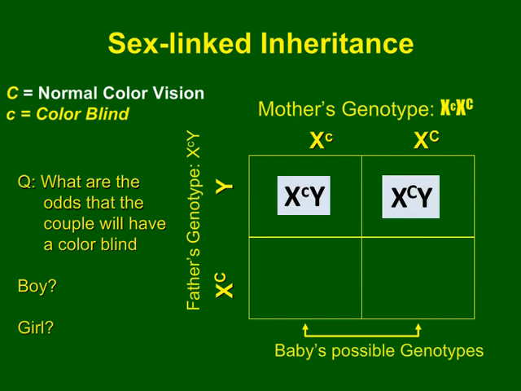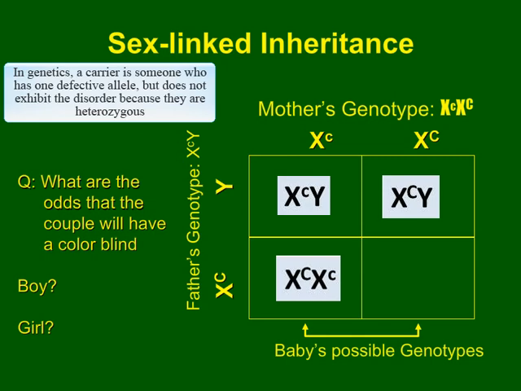Now let's look down below. Let's say your father, instead of passing on a Y chromosome, passes on the X big C chromosome. That would give you X big C, X little c. So because there's two X's there, that would be a female, and it would be a female with one good copy and one bad copy. So she would be heterozygous for color blindness, but because it's a recessive disorder, she would not express the disorder. We would say that she is a carrier.